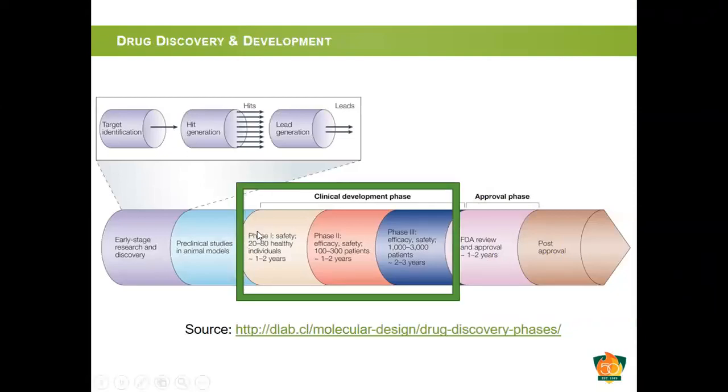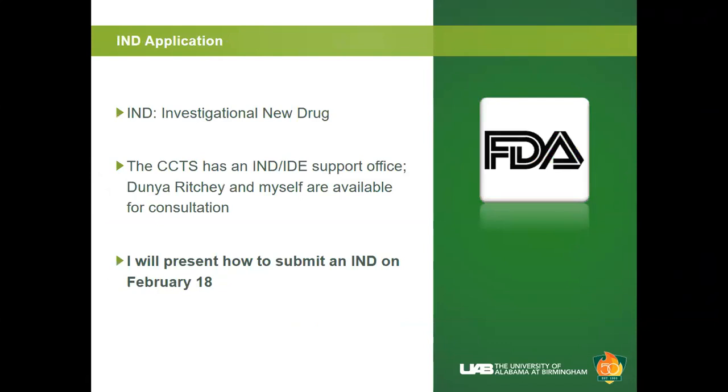So we've done all our pre-work, and now we want to test things in patients. So now let's talk real quick about the different phases of clinical trials. Again, Rich Whitley will talk about this in a lot more detail, but there are in principle 3 phases. Before you can actually touch a patient, you need to apply for what we call an IND, Investigational New Drug Application. So the CCTS here has an IND and IDE, which is for the Devices Support Office.